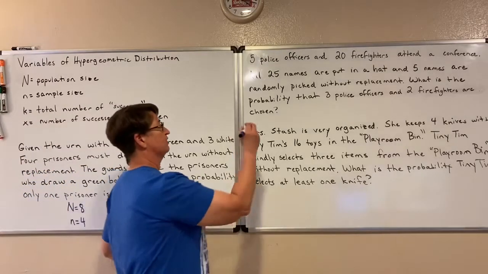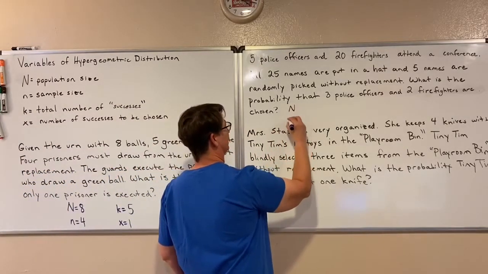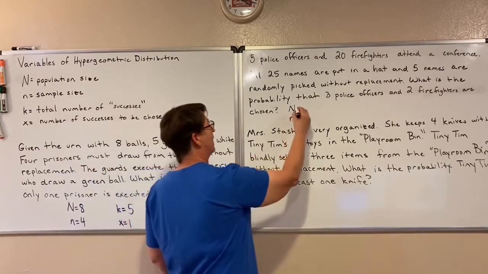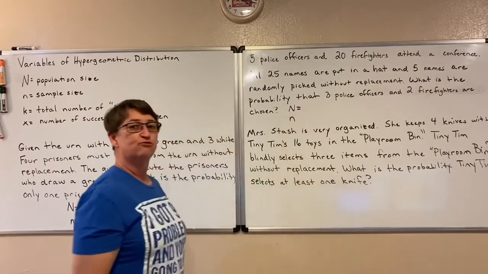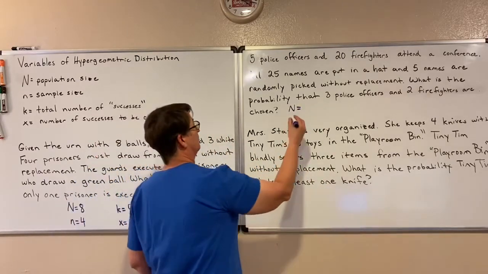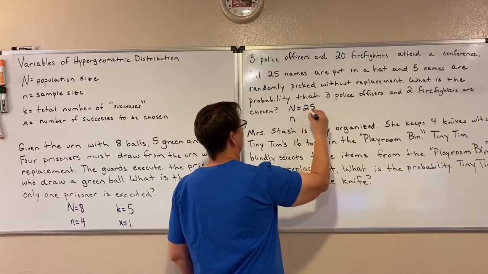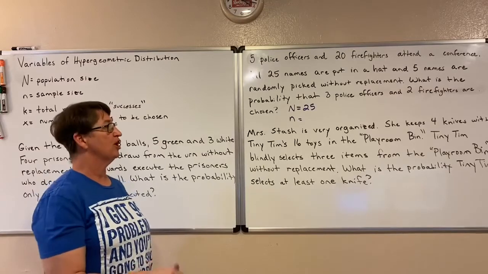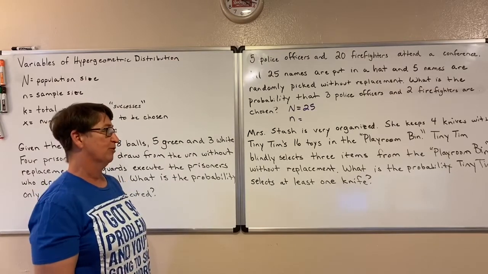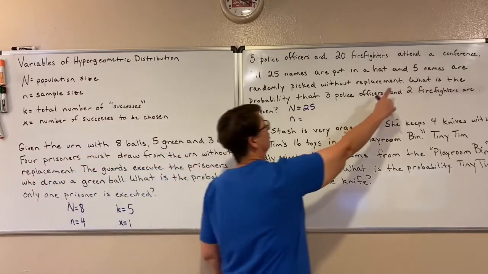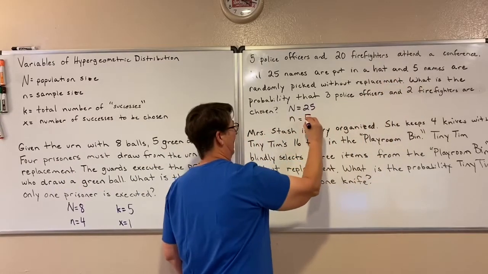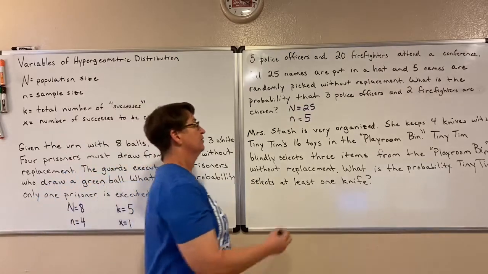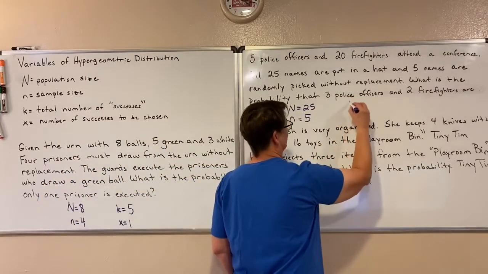Let's do the same thing with our 5 police officers and 20 firefighters that went to the conference. So we had our population here of 25 different officers. And of those 25, the sample that we're looking at, or the number of names that we're pulling from the hat, our sample are the 5 names that we're pulling from the hat. So we have 25, but we're just sampling 5 of them. And again, we're doing it without replacement.